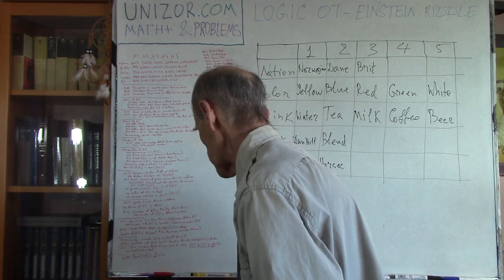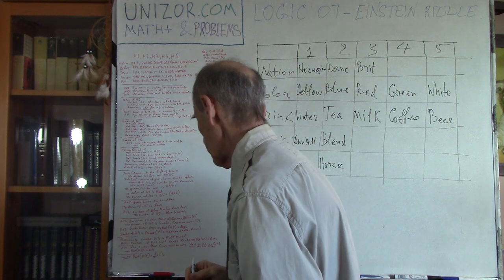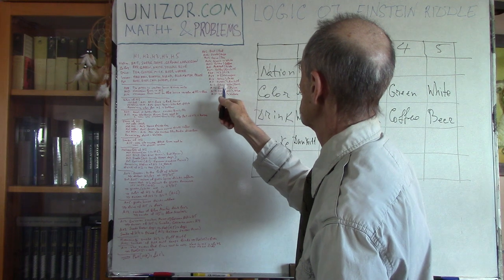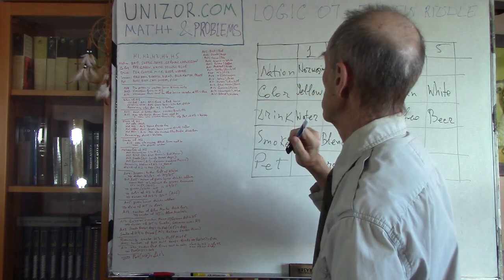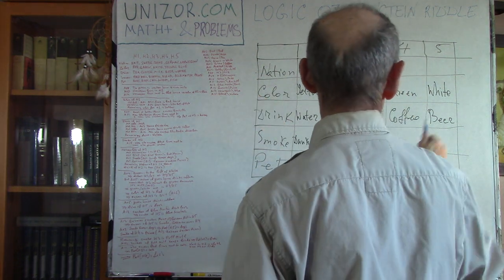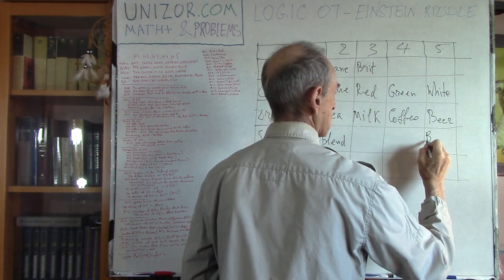Okay, what's next? Number 12, the smoker of Blue Master drinks beer. Uh-huh, number 12, yes, Blue Master is the one who drinks beer. So we have beer here, so the smoker of Blue Master must be here.